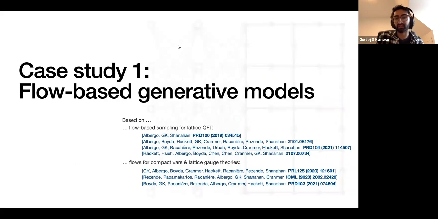So the first such area, I guess I should say, I'll just highlight two particular applications that are completely independent. The first is based on what are known as flow-based generative models. The idea is to tackle this problem of critical slowing down in generating ensembles of field configurations. And the second that I'll get to shortly is using contour deformations to reduce this signal-to-noise problem, or in other words, improve the signal-to-noise. I'll say more about what I mean by contour deformation shortly, but let me first touch upon these generative models.